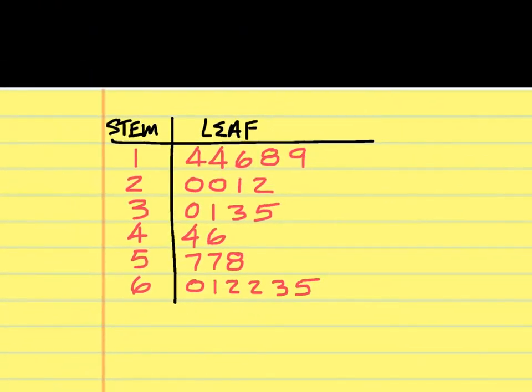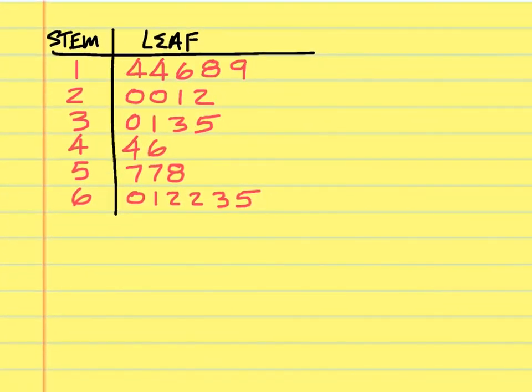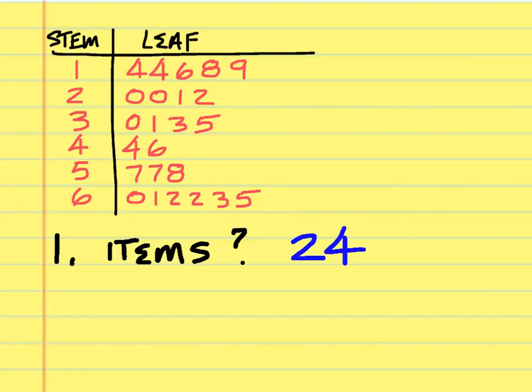The first question I need answered for this one is, how many items are in that stem and leaf plot? The number of items we have in the stem and leaf plot is 24. Question number 2, what is the mode of the stem and leaf plot? We're looking for the mode, the number that shows up the most number of times.